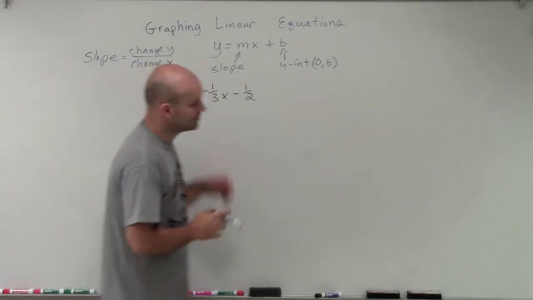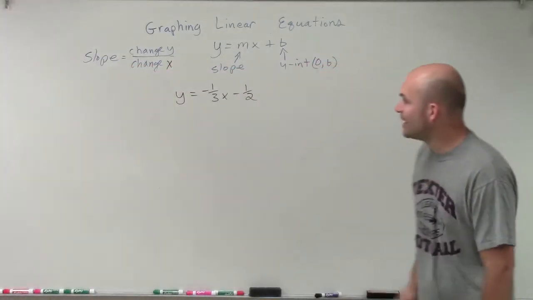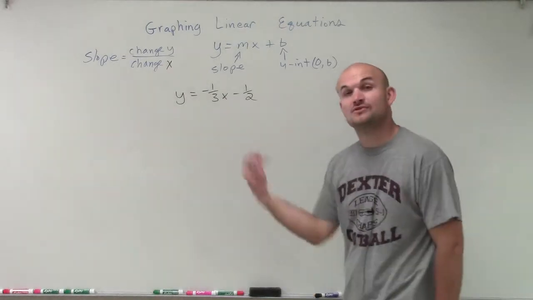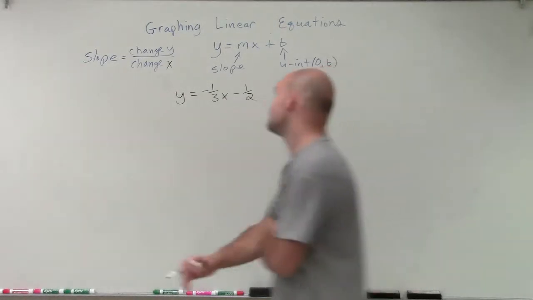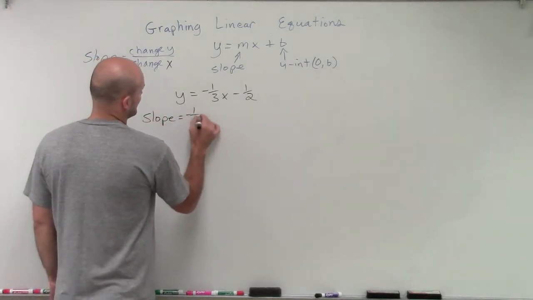Well, what I'm going to do is show you how to graph this linear equation when I have the equation y equals negative 1/3 x minus 1/2. So it's in slope-intercept form. The first thing we always want to do is determine our slope and our y-intercept. Our slope in this case is negative 1/3.